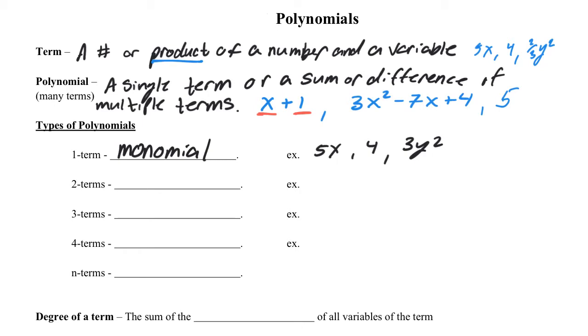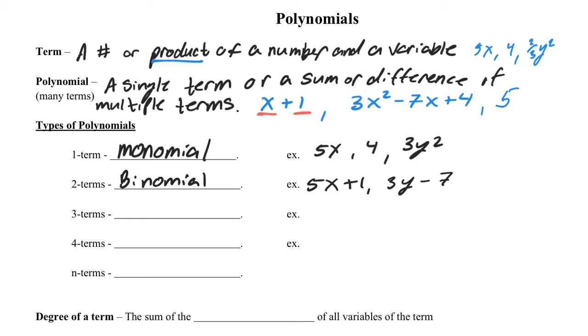We can get a little bit bigger, two terms. This is called a binomial. This is where we have two terms, so we're going to start linking things with addition and subtraction. 5x plus 1 or 3y minus 7, right? Two terms linked by either addition or subtraction.